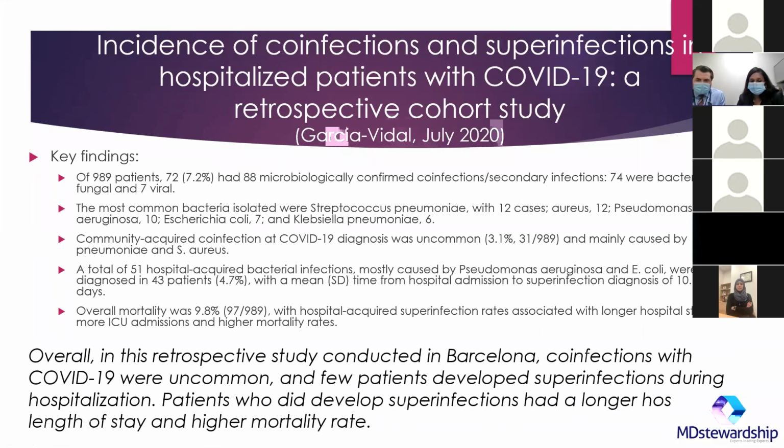And a few patients developed superinfections during hospitalization, and those that did had a longer hospital length of stay and a higher mortality. And that's something you would expect, that if there's a secondary infection or co-infection, those patients usually stay in the hospital longer, and that's, I think, true with anything in the hospital, right? And again, I feel like they reproduced that 7.2% that had a bacterial infection. So over and over again, we're seeing that 7 to 8% of bacterial infection.